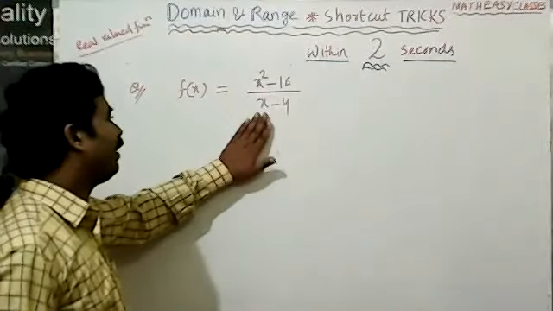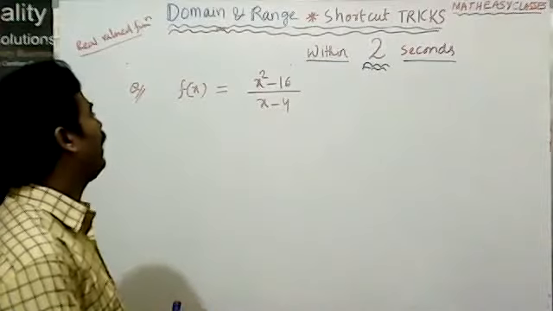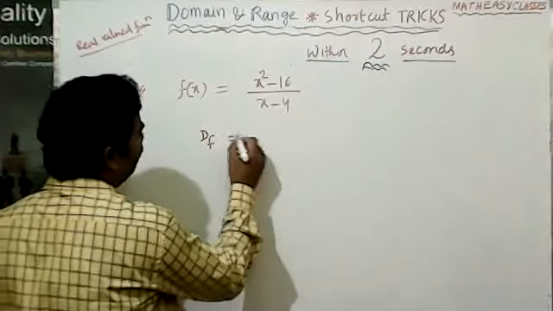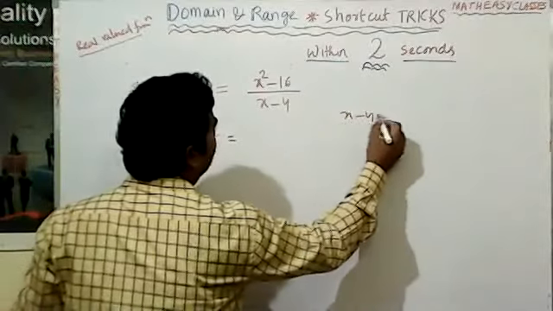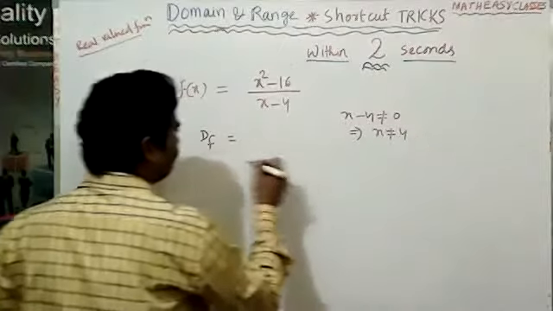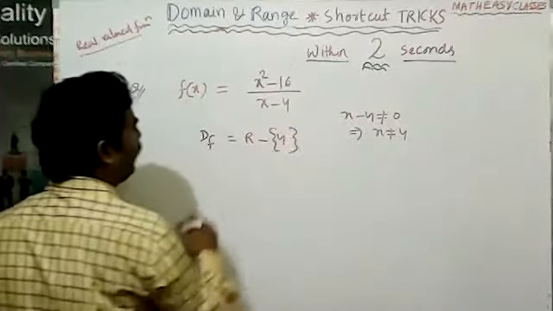Here what will the question come? x square minus 16 by x minus 4. Then what will the domain be? Simple here, x minus 4 not equal to 0, means x not equal to 4. Means you can say the domain is real minus {4}.